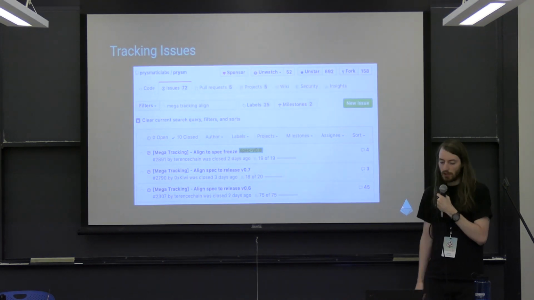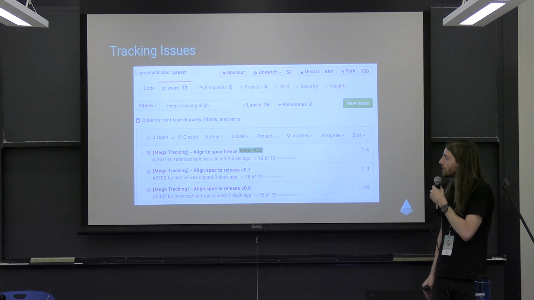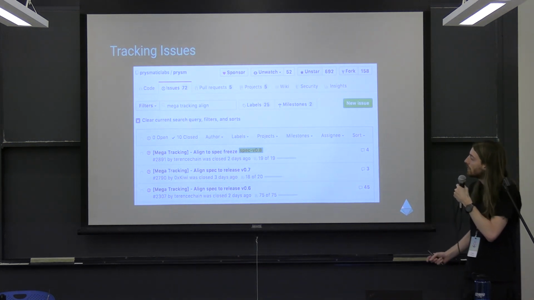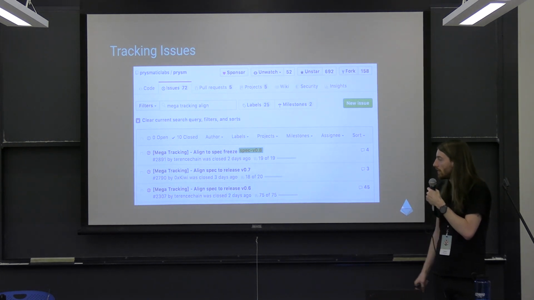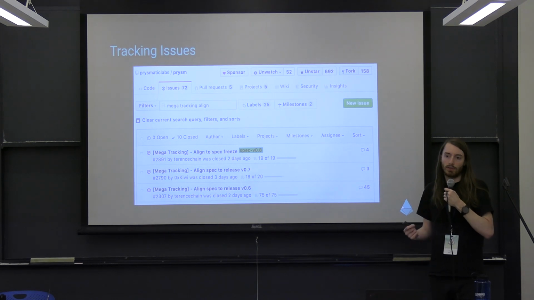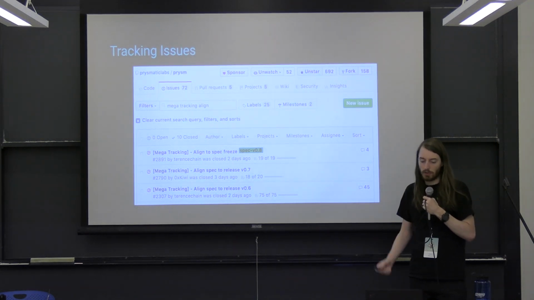Like I said, tracking issues. So here you can see we have one where there's a new spec version tagged, and we created a tracking issue, and it ended up being 19 tasks. This one at the bottom was 75, and of course that's too much for one person to do. So we'll split it up into smaller pieces.